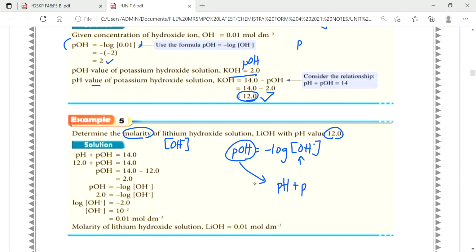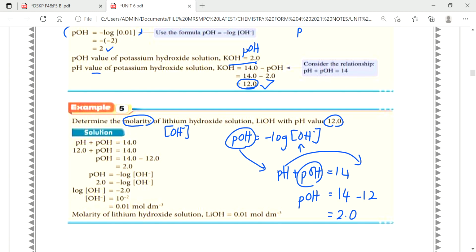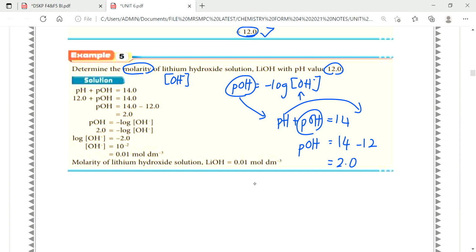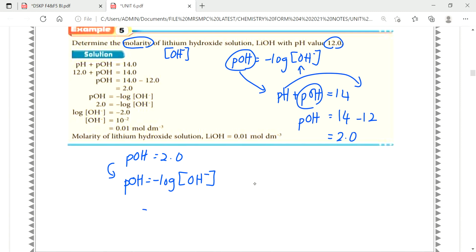Okay, tengok pOH sama dengan 14. Nak dapat pOH, yang ini kena pergi sana. So pOH pindahkan, 14 tolak 12. So pOH is equal to 2.0. Dapat dah pOH. So bila dapat pOH kan, pOH equal to 2.0, so masukkan dalam formula pOH tu, nak cari negative log concentration tu kan, nak cari concentration hydroxide ions tu kan. So 2.0 negative log.